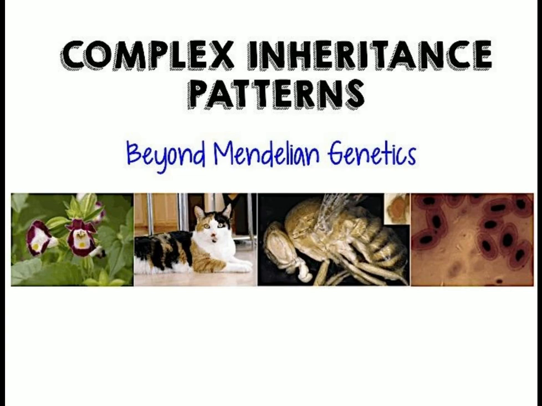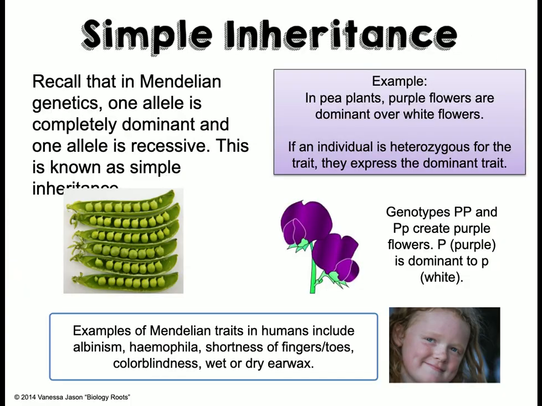We had been talking about simple inheritance, Mendelian genetics, just the very basics of dominant and recessive. But there are more complex patterns of inheritance, some which we need to talk about in eighth grade, and some that you'll get to in 10th grade. So, simple inheritance, that's just that, there's a dominant allele and a recessive allele.